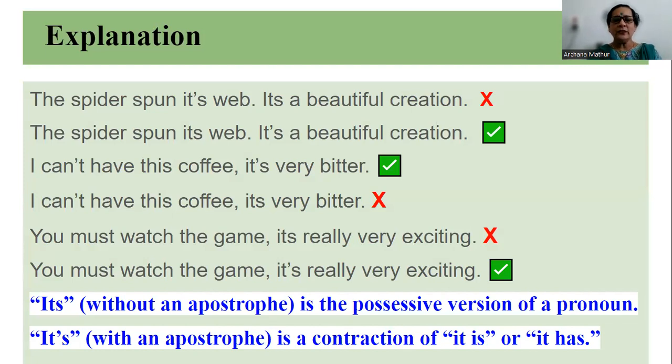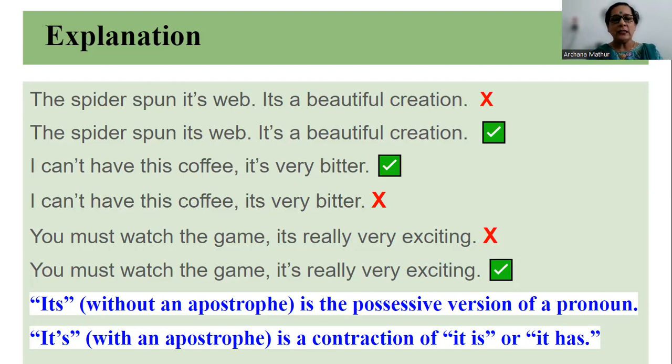The its without an apostrophe is a possessive version of a pronoun. That is, something belongs to someone. Like for example, okay, let's take the second statement of the first set. The spider spun its web. That is the web of the spider. The web belongs to the spider. And it's, it's a beautiful creation.